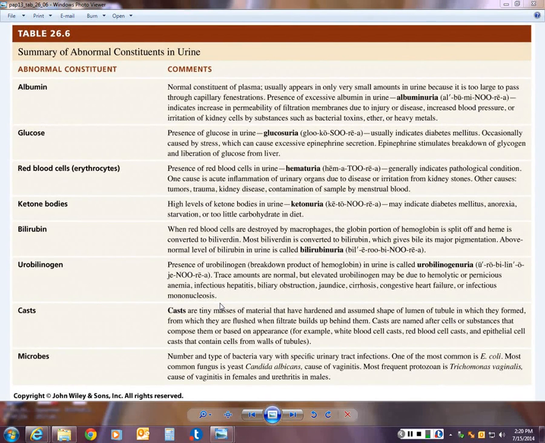So you can see a few other abnormal constituents also listed here within the chart. You can take a look at those, but definitely keep in mind those terms that I just mentioned to you: proteinuria, glucosuria, and also hematuria. They may work their way back around.